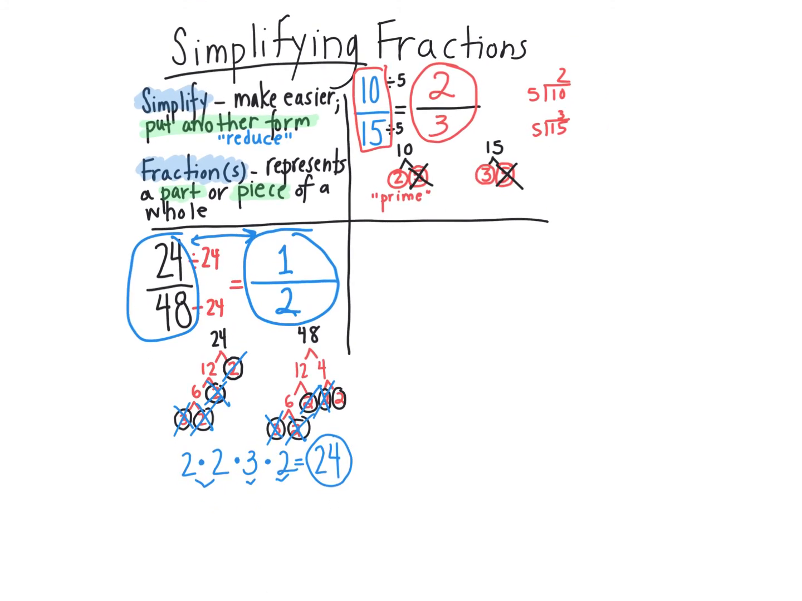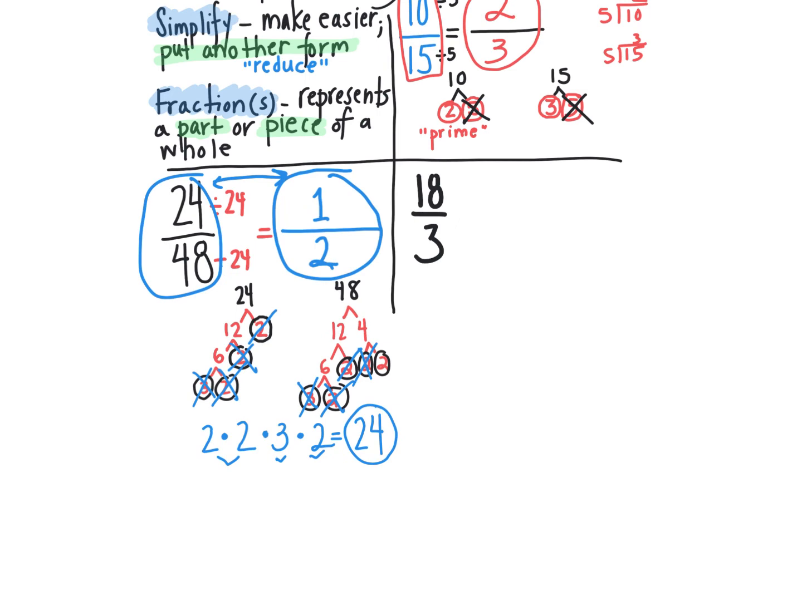All right, let's do one more. Let's do 18 over 3. This will be our last one, right? I'm going to make 2 trees. So at the end, when I'm done adding my fractions, I make 2 trees just to make sure I can't simplify the answer, okay? So I have 9 times 2, and you guys know this is a prime already, okay? I can break this one down to 3 times 3, and you guys know 3 is a prime number, okay?